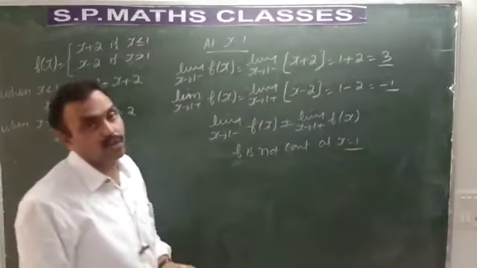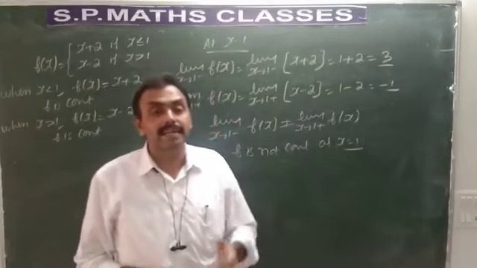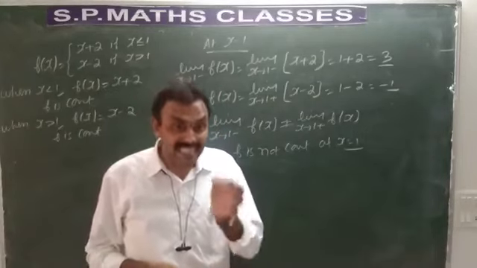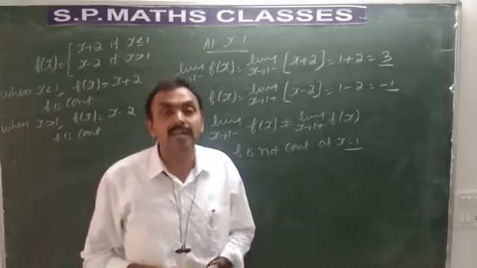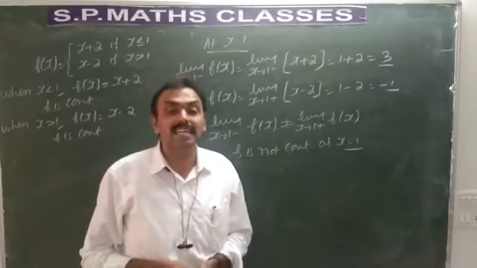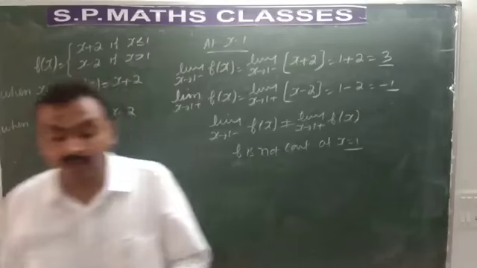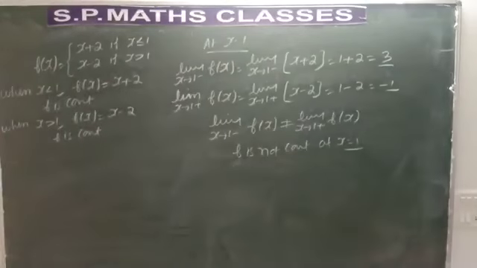So what is your conclusion? We conclude that the function is discontinuous at x is equal to 1 and the point of discontinuity is x is equal to 1. I think you have understood how to solve this particular problem. Many problems of this type we have solved. You need to concentrate and understand these problems.